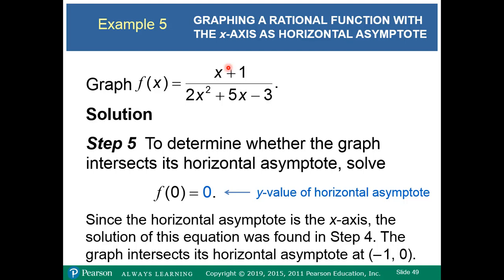Okay, so let's say that again. To determine whether the graph intersects its horizontal asymptote, we want to see if the function is ever equal to that value at any point. Okay, if it is, then the graph intersects it. If it doesn't, then the answer is no. So we take this value and we solve for the function equal to 0, and see what we get. Now, since the horizontal asymptote is the x-axis, the solution of this equation was found in step 4. So we already got that from step 4. The graph intersects the horizontal axis at -1, 0.